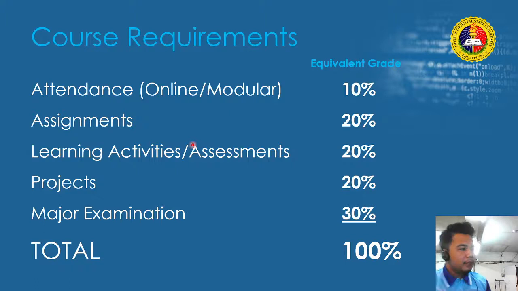All right, next is assignments. That will be a total of 20%. So again, assessments will be done through Google Classroom most of the time. And then learning activities or assessments through Google Form, that is also another 20%. And then projects will be 20%.